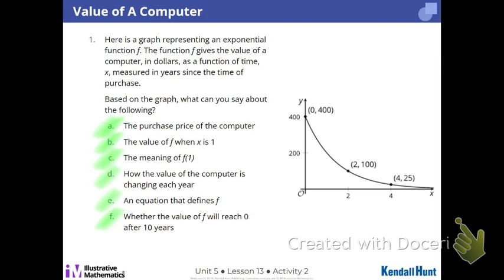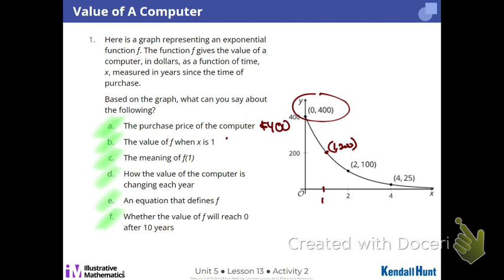So who can help me out? How much was this computer when it was purchased? All right, RJ. $400. And we know that because the y-intercept right there. Okay, what is the value when x is 1, Bob? How do you know? So you're splitting the distance between the 400 and 100?